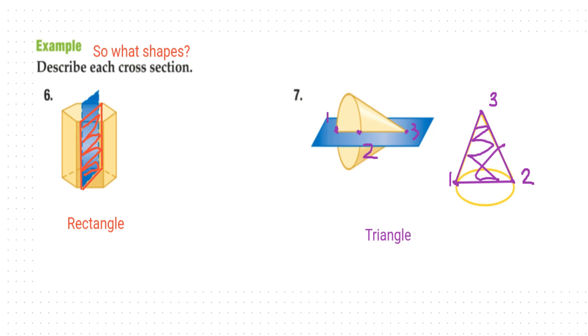So that's how we do the cross sections. If we're not able to see the cross section like we did in number 6, sometimes what we can do is draw the same shape and reinterpret those points on the new shape, and that new shape will help us to figure out the shape.